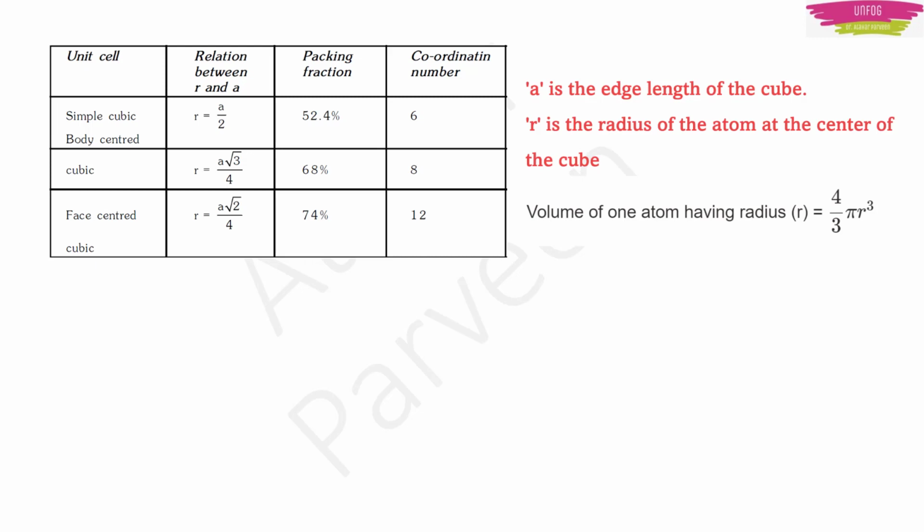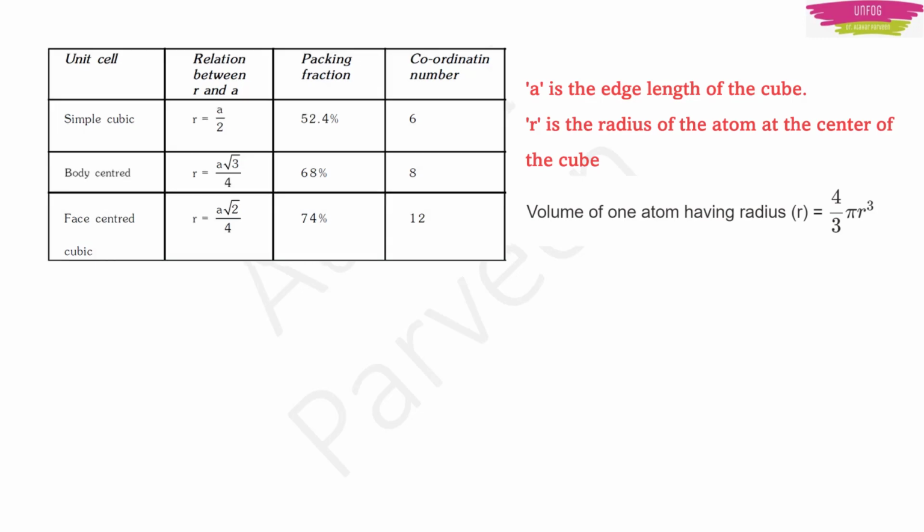Now, a, though we know it is the distance between two atoms, or the edge length of the cube, you can say. Now, we have a relation between this r and a. For simple cubic, r is equal to a/2. Actually, there is one mistake here. In the first block, it is only simple cubic. Simple cubic, r = a/2. For body centered cubic, r = a√3/4. For face centered cubic, r = a√2/4. Okay, clear, right?